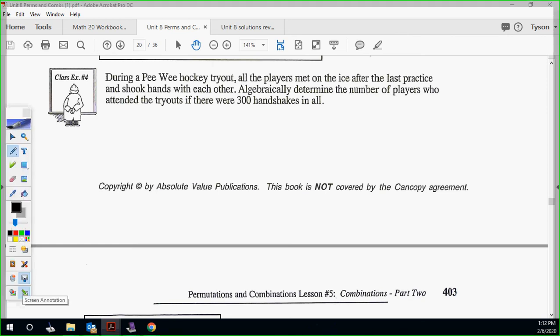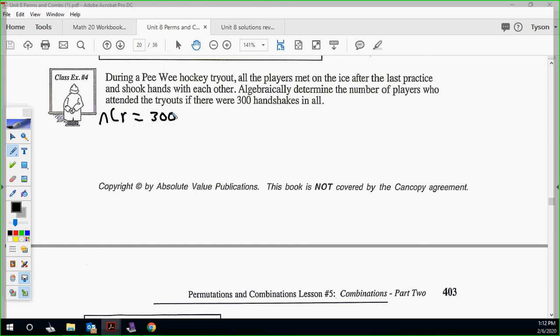Okay? All right, so during Pee Wee hockey tryout, all the players met on the ice after the last practice and shook hands with each other. Algebraically determine the number of players who attended the tryouts. There were 300 handshakes in all. So what do we know and what don't we know? Okay, good. So we know that nCr equals 300. Do we understand that? The output of handshakes is 300.